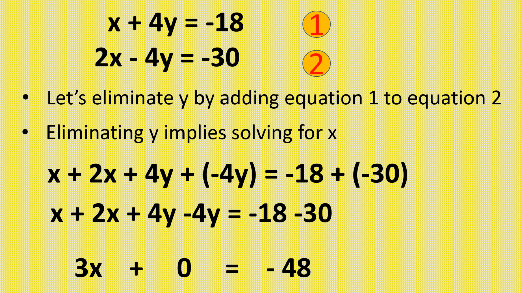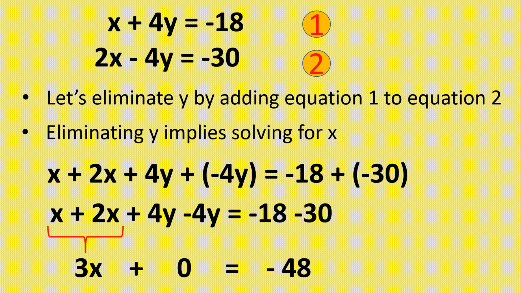Look at the negative sign as if you're owing 18, and then you're owing 30 again. In total, you'll be owing minus 48. So what we have is 3x plus 0 is equal to minus 48.